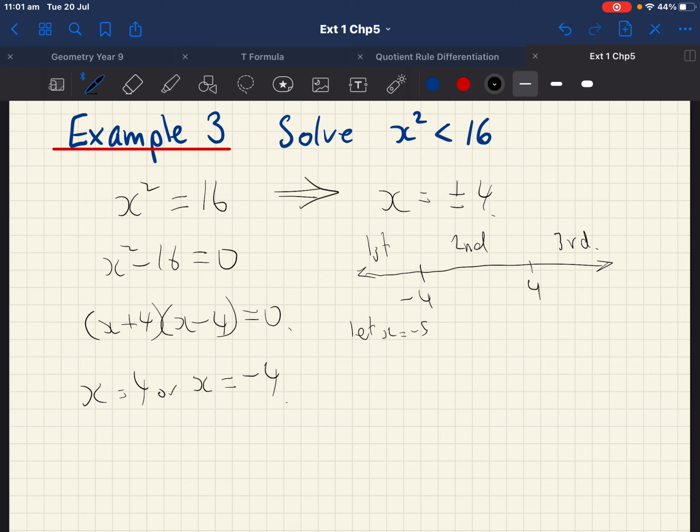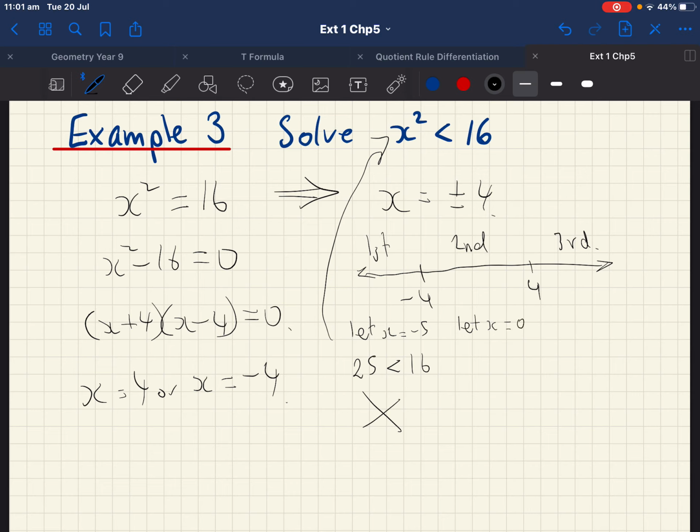So plug that into our original equation up here. In this case, minus 5 squared will become 25 is less than 16, which you can see is not true. The first region fails. Let's look at the second region. So let's pick any value we want in between -4 and 4. For simplicity reasons, I'll choose the value 0.